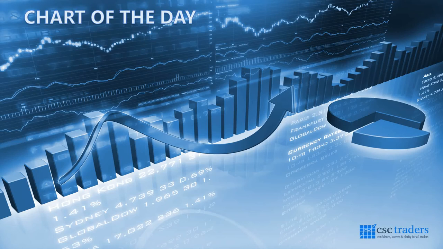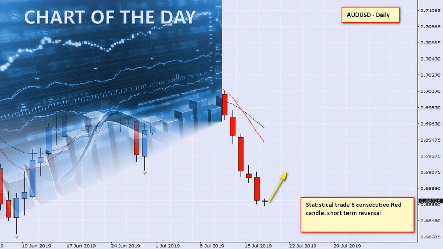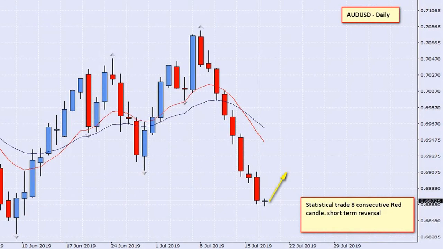All right, this morning's chart of the day is the Aussie US dollar, our own Aussie. The reason for this trade, I do it from time to time. You may have seen it before. It's a statistical trade. We have had 8 consecutive red candles, or candles in one direction. We can count them: 1, 2, 3, 4, 5, 6, 7, and 8. What we're looking for here is just a very short-term reversal. We're not expecting the market to come up to this region or anything like that. It's just a short-term reversal.